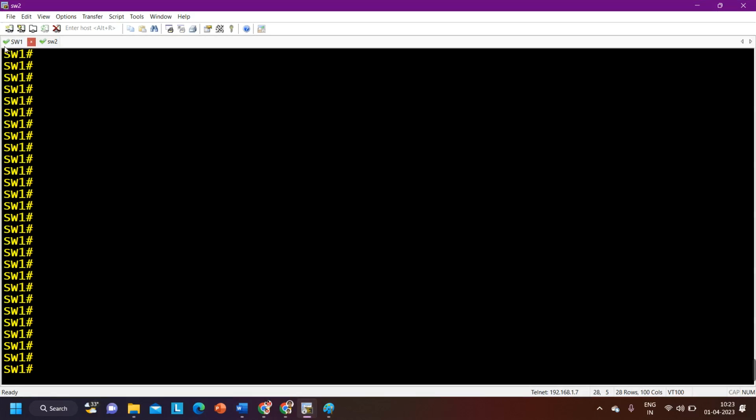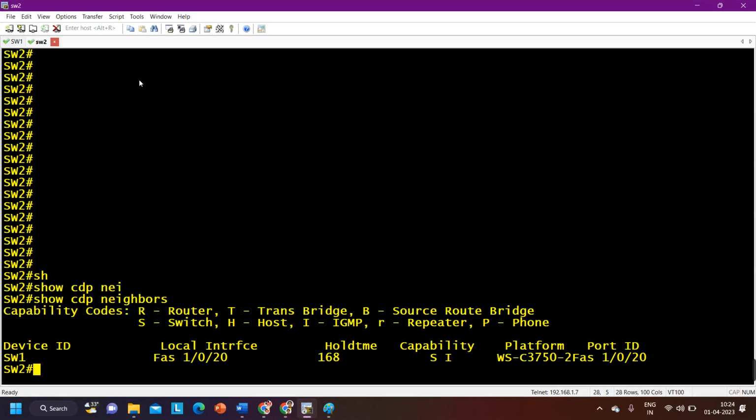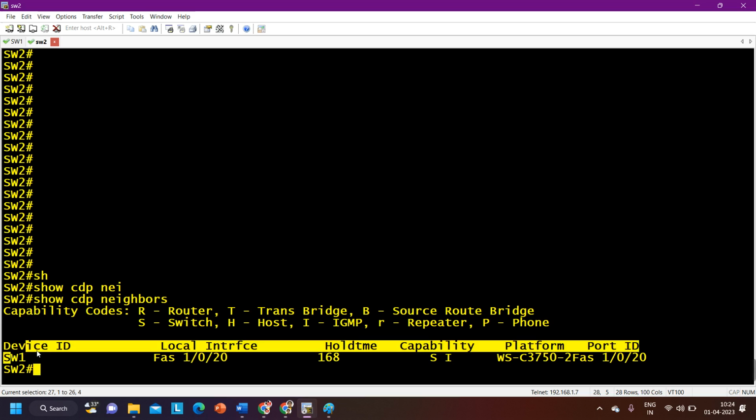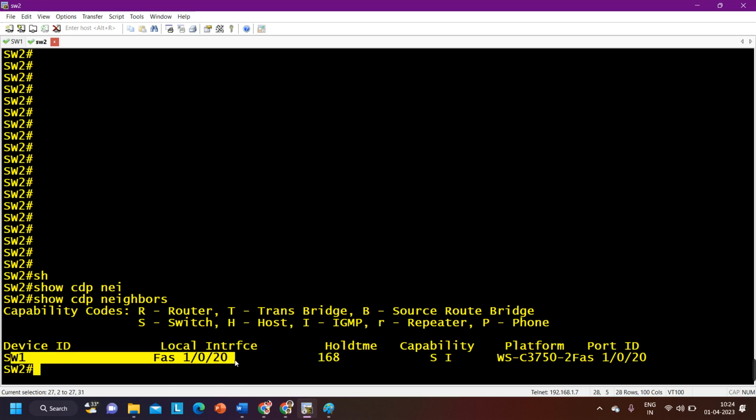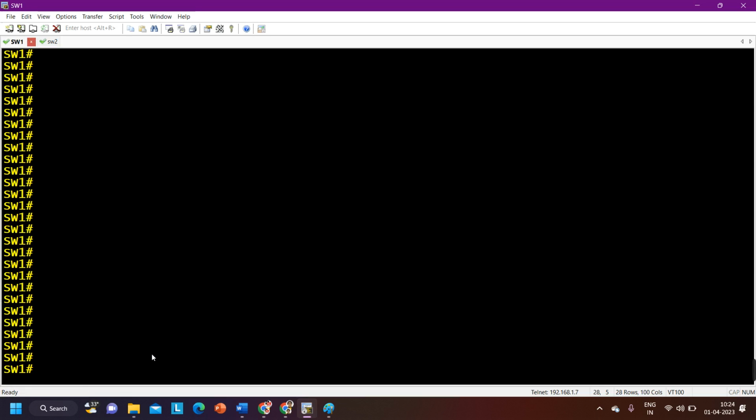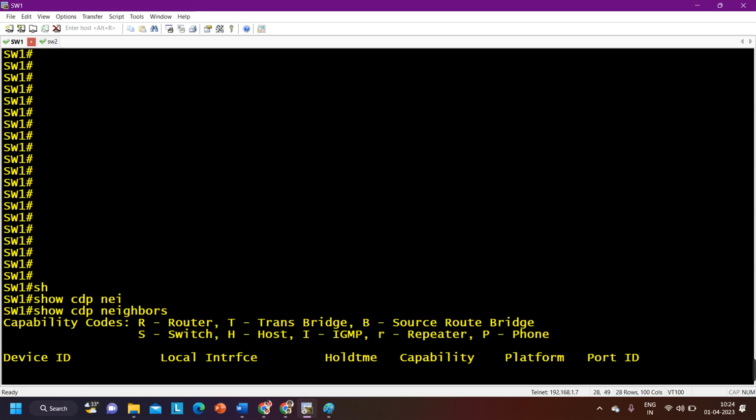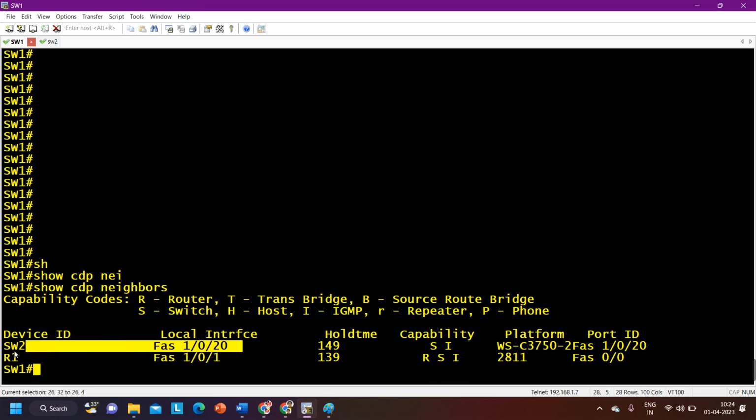I have connected both switches together through one Ethernet cable. So, CDP neighbor. If you check the port, here you can see I have connected switch 1 and switch 2 together through port number 20. I am on switch 2 and switch 1 is my neighbor. Switch 1 is connected on which port? 0/20. On switch 1 you can also run the CDP command to verify it. Here you can also see router 1 is connected with switch 1, and switch 2 is connected with switch 1. Fine.